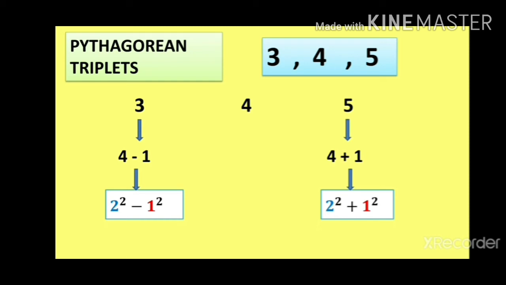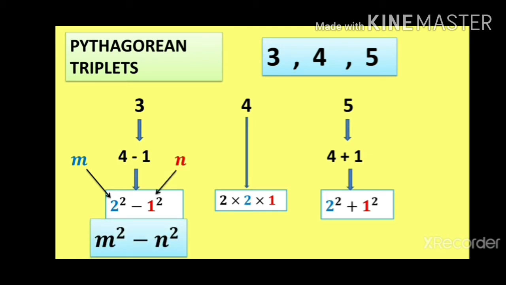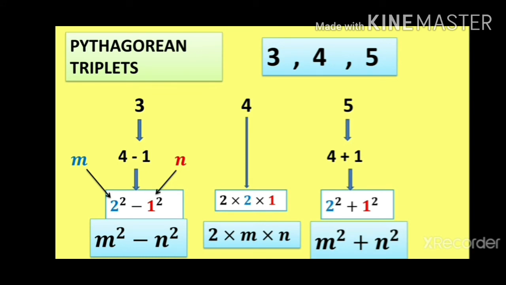So we will use the same 2 and 1 to get 4. So how can we get 4? We can just multiply that 2 with the 2 into 1. So the 2 and 1 are the ones used in the previous 3 and 5. So here if we say m is equal to 2 and n is equal to 1, the first term can be written as m squared minus n squared, and the second one can be written as 2 into m into n, and the last one m squared plus n squared, because here we have taken m as 2 and n as 1. Now we will use the same criteria. So 2 into m into n can be written as 2mn. So using this, we can construct Pythagorean triplets.